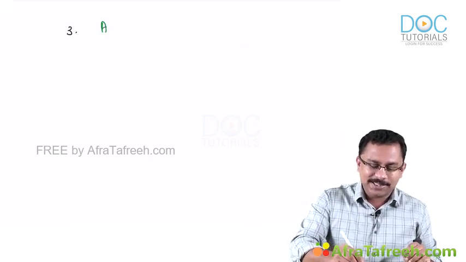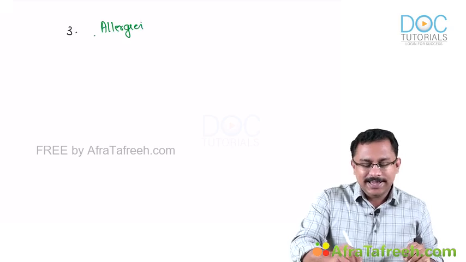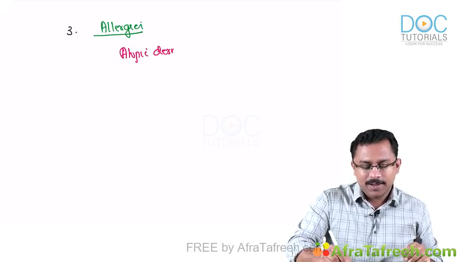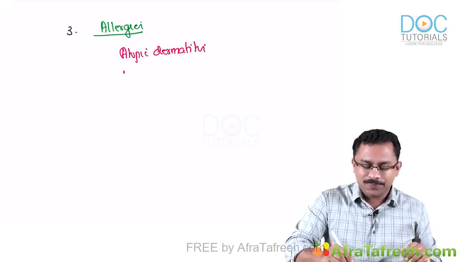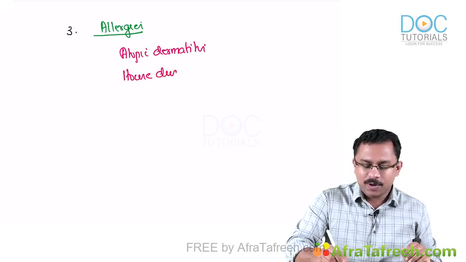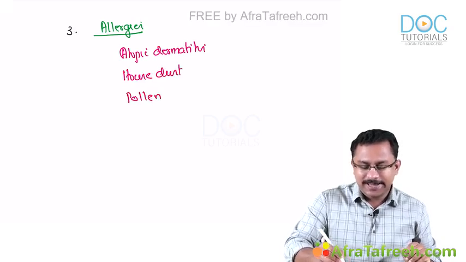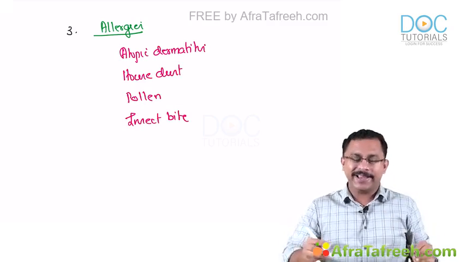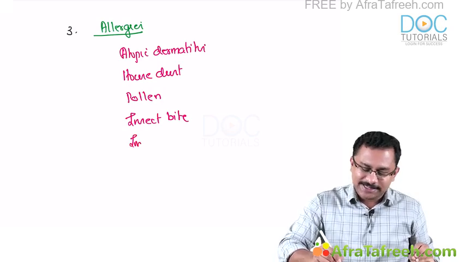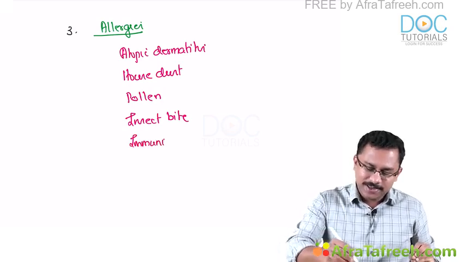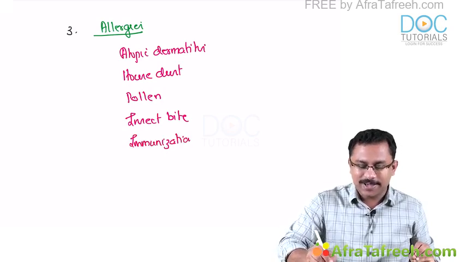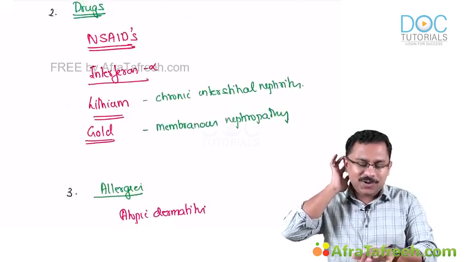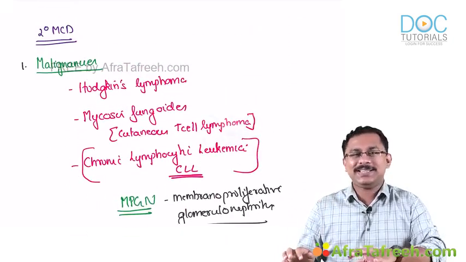In association with allergies. That is, in individuals who are having, say, atopic dermatitis, or maybe allergies to house dust or pollen or insect bite, or even sometimes rarely associated with immunization as well, vaccination. Also you may develop minimal change disease. So these are the causes of secondary minimal change disease.